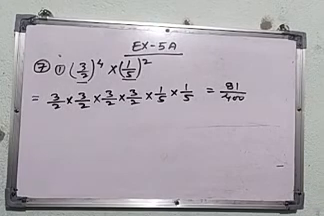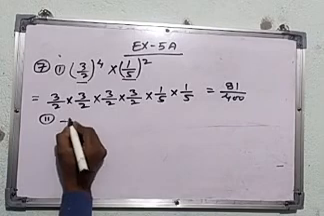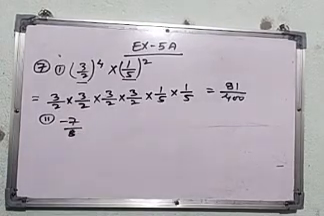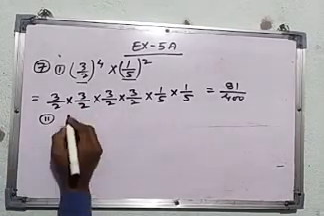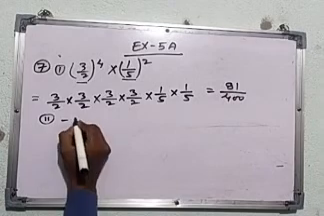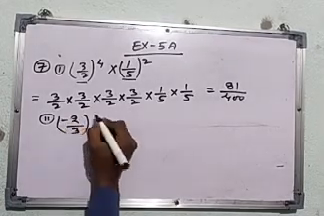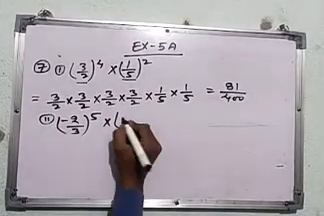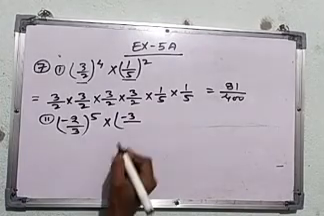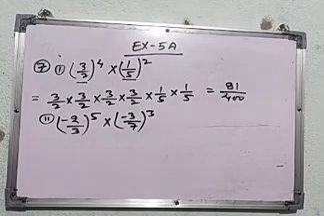Your next question, question 2: your second question is minus 2 by 3 power 5 into minus 3 by 7 power cube 3.